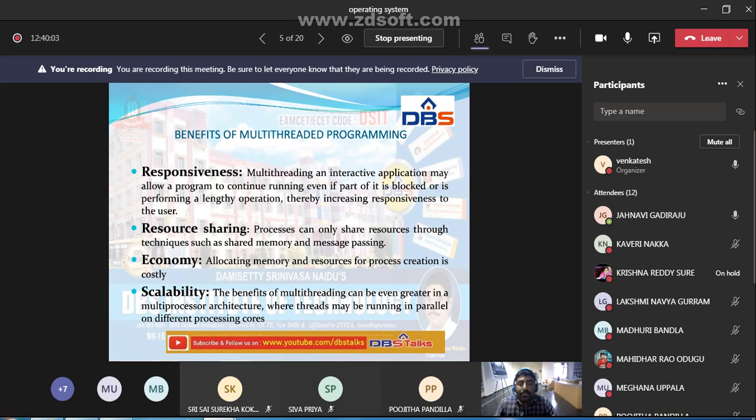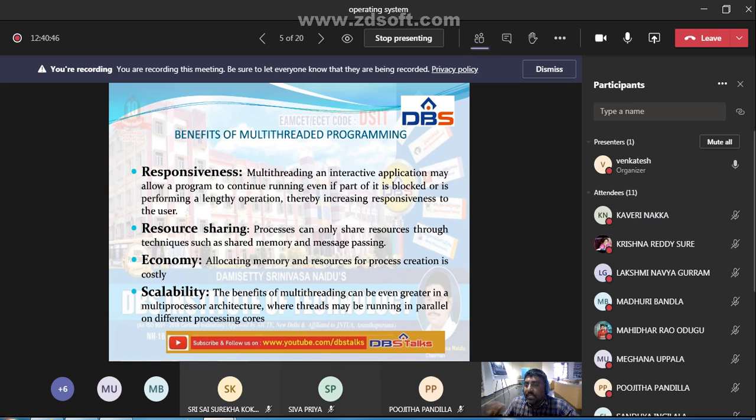Next, coming to the benefits of multi-threaded programming. What are the various benefits of multi-threaded programming? The first one is responsiveness, the second one is resource sharing, the third one is economy, and the fourth one is scalability. What is meant by responsiveness? Responsiveness is nothing but responsiveness to the user. That means if a user is working with a process with multiple threads, due to some reason one thread may fail. Then the remaining threads take the responsibility of that failed thread and execute the task.